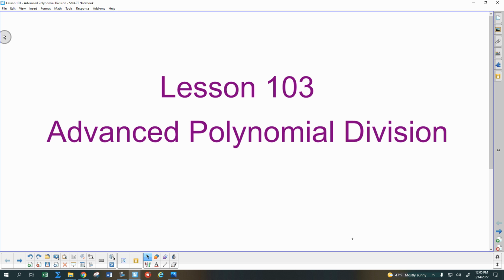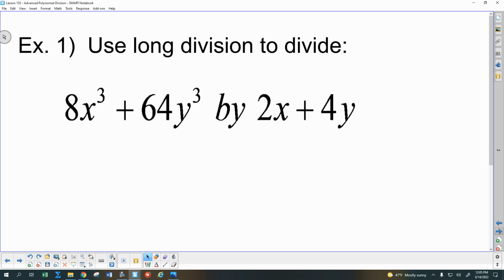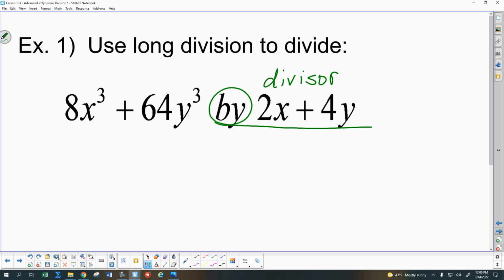In lesson 103, we get to do advanced polynomial division. And what makes it advanced is that we have two different variables, x and y in this case, instead of just different powers of the x. The trick in starting this is simply the setup on it. Anytime it says by, that means this one is the thing that you divide by. It is the divisor. It is the one that goes outside.